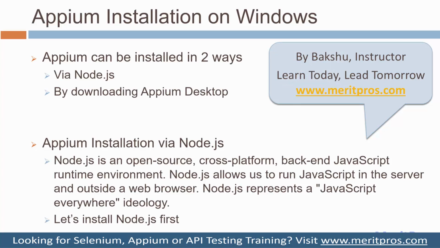Going further, Appium can be installed in two main ways. First one via Node.js, second one by downloading Appium Desktop. So these two are the available ways. First, let's start with installing Appium using Node.js.